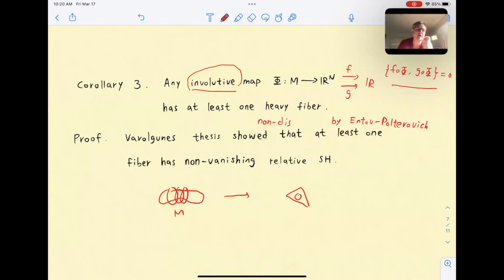Okay, maybe I don't remember the exact statement. Varolgunes had an even more general assumption, which is slightly less geometric, but anything which comes from these involutive sets is good. So it should be remembered as Poisson commuting sets, whatever this means.